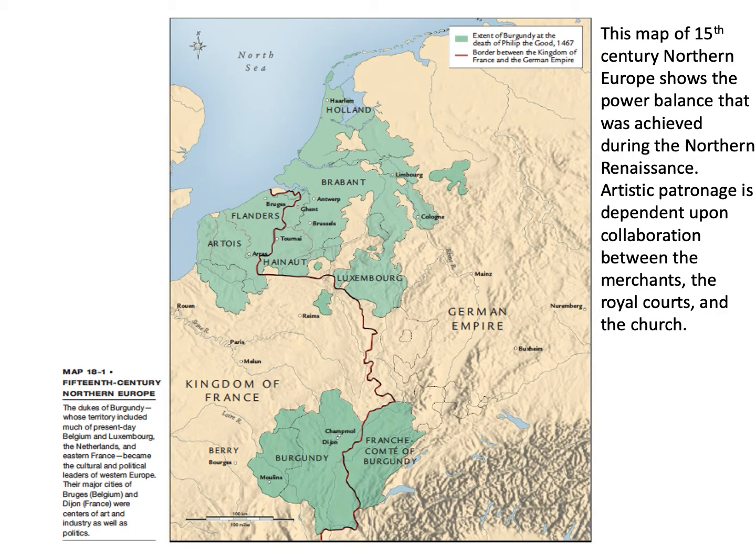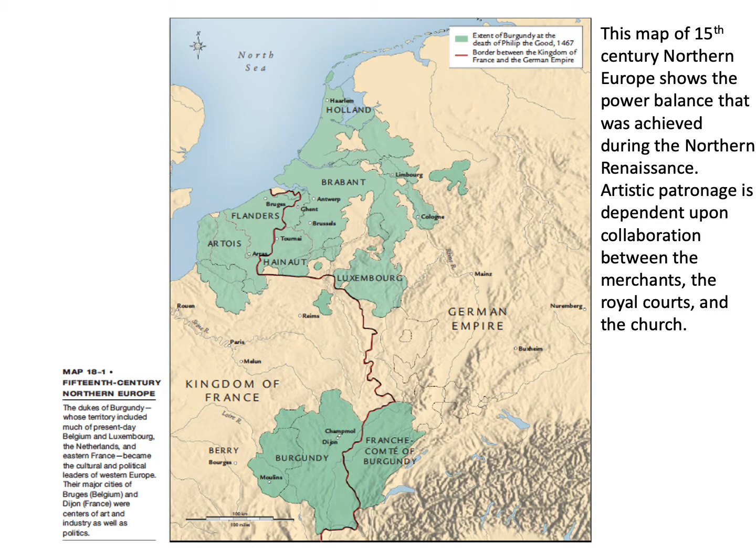It encompasses Holland, Luxembourg, Brabant, and Artois. And then there's quite a few miles between the next kingdom that we look at, which is Burgundy. Burgundy is in modern day France. It is in modern day Eastern France.